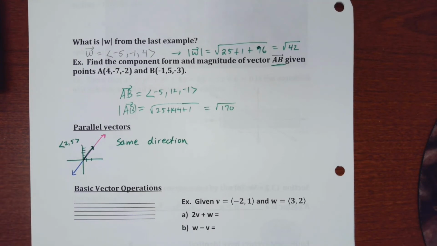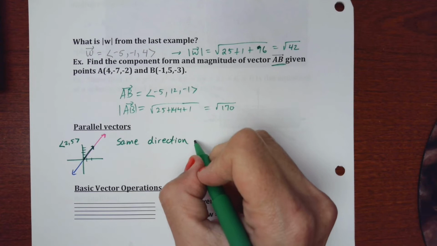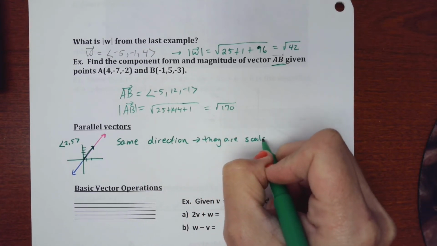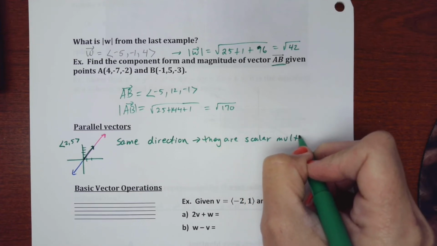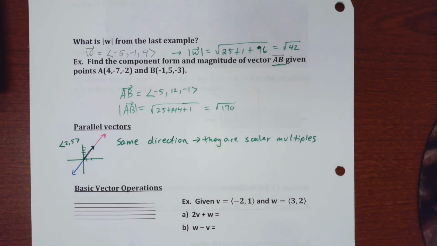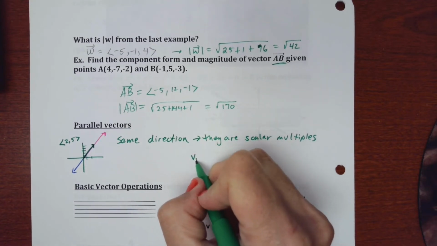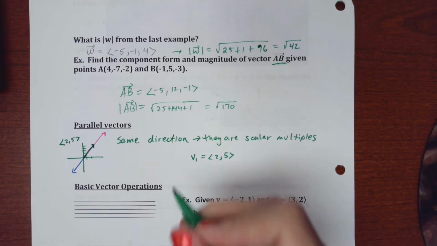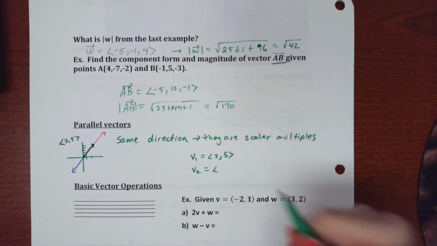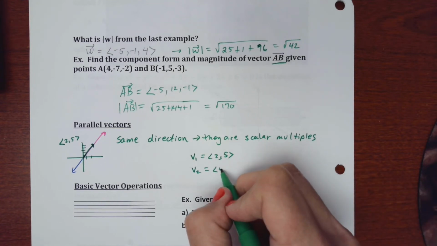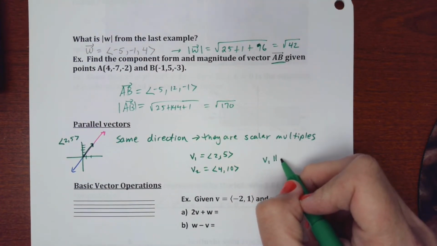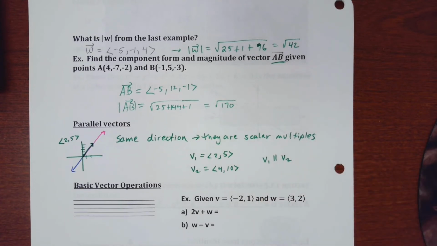So they have the same direction, and what we're going to see is that they are scalar multiples of each other. So for example, if vector 1 is 2, 5, then a parallel vector to that would be, let's say I multiply everything here by 2. So that could be 4, 10. So they're multiples of each other. They're called scalar multiples of each other. So you could say that V1 is parallel to V2, with a little parallel line symbol there.